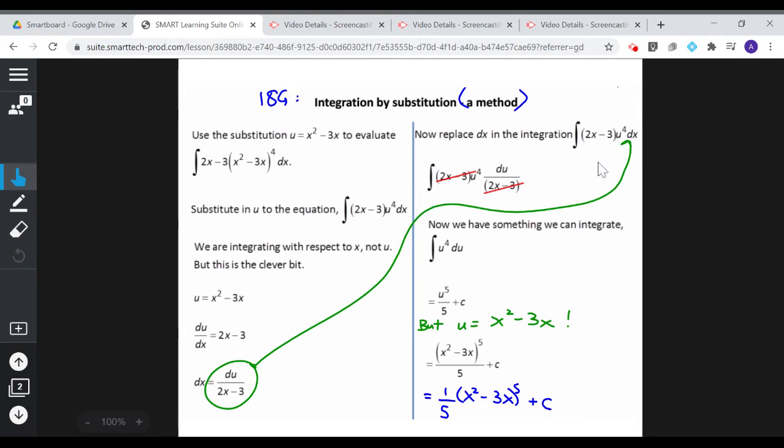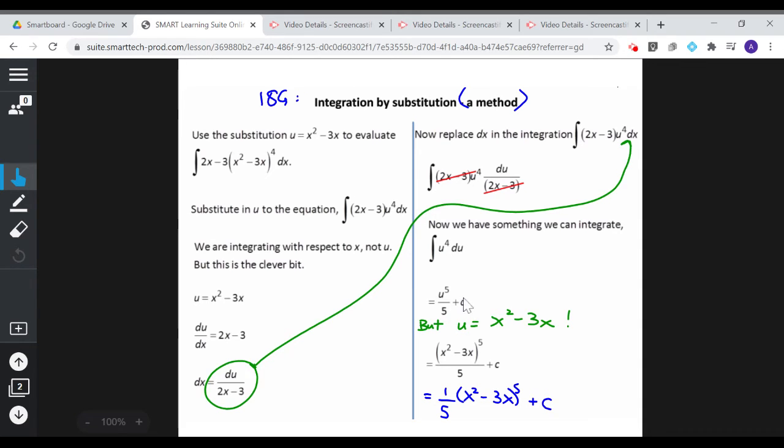Now I have 2x minus 3 times u to the 4 times du over 2x minus 3. And this 2x minus 3 and this one can cancel out, leaving me with an integral that I can solve, which is u to the 4 du. And I even have the appropriate notation here, which means that I'm taking the integral with respect to u. This one I know is u to the 4 plus 1 over 4 plus 1, or u to the 5 over 5 plus c.